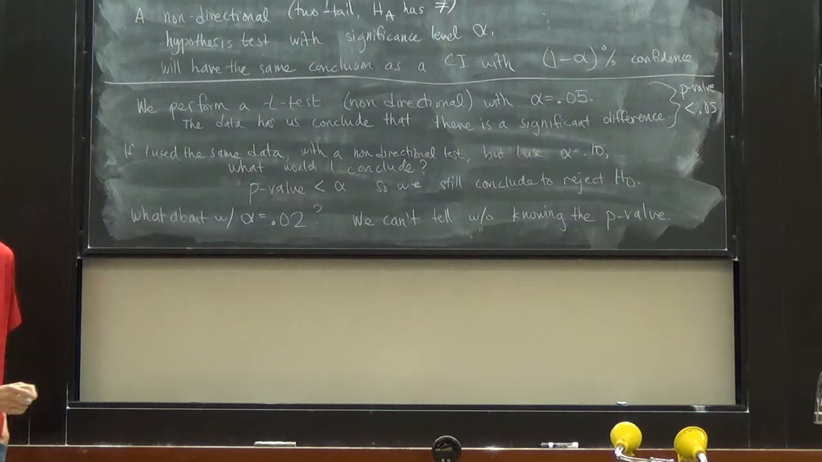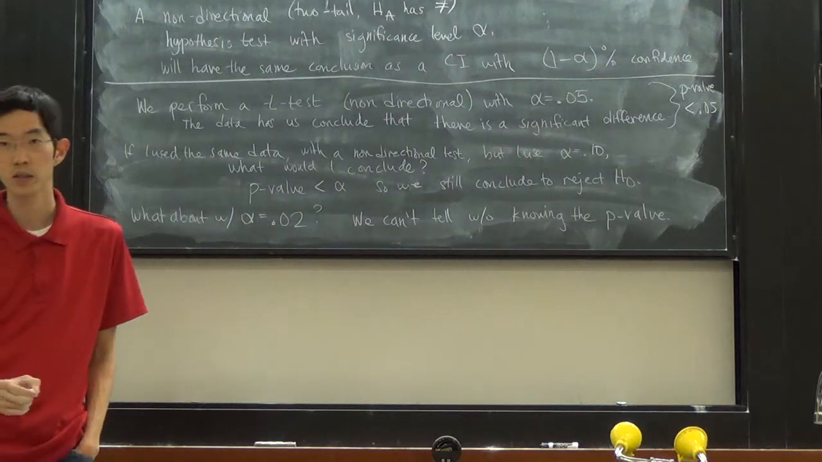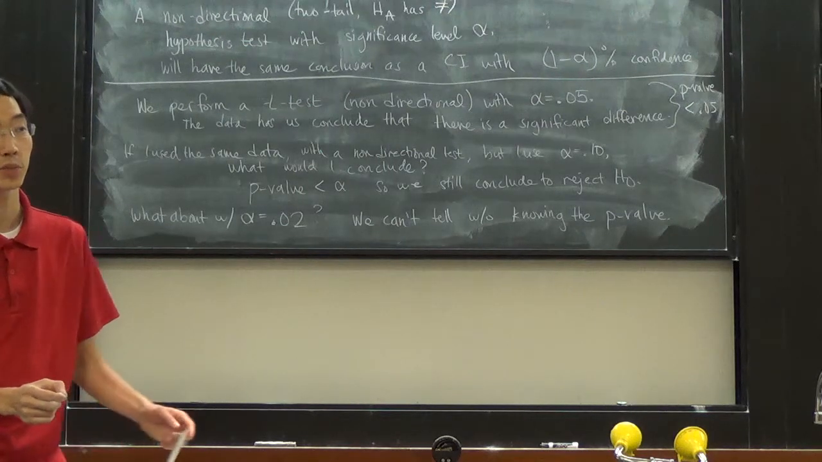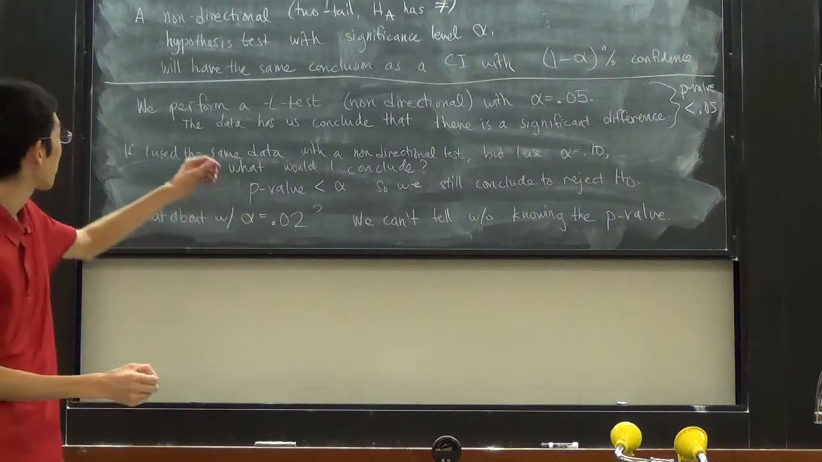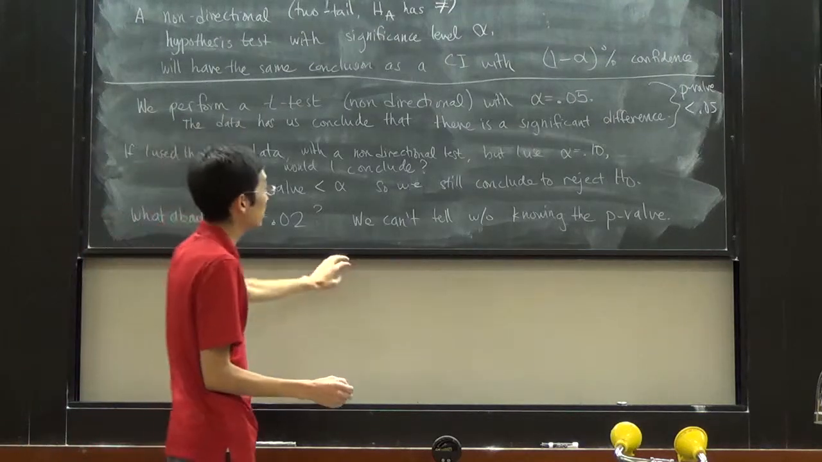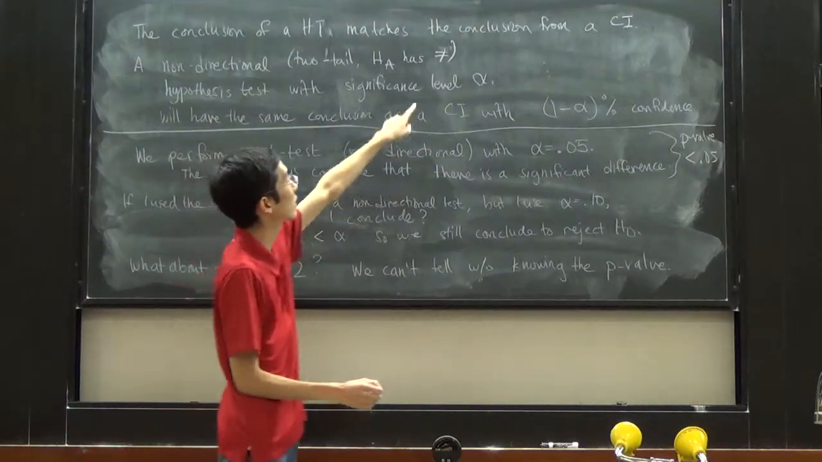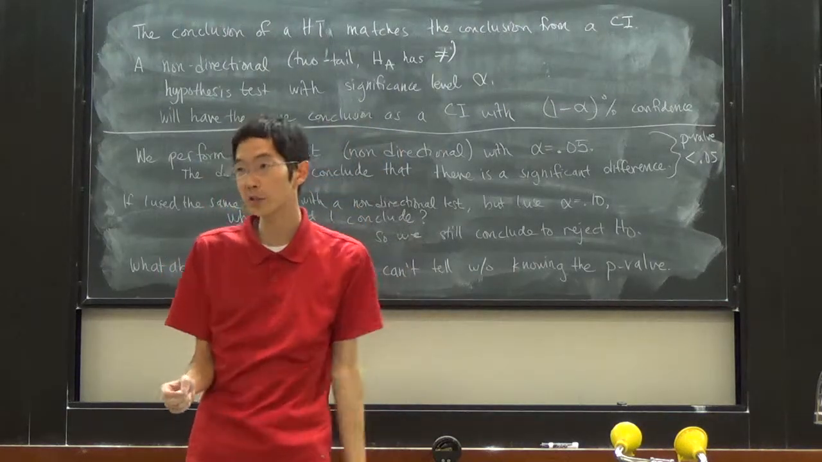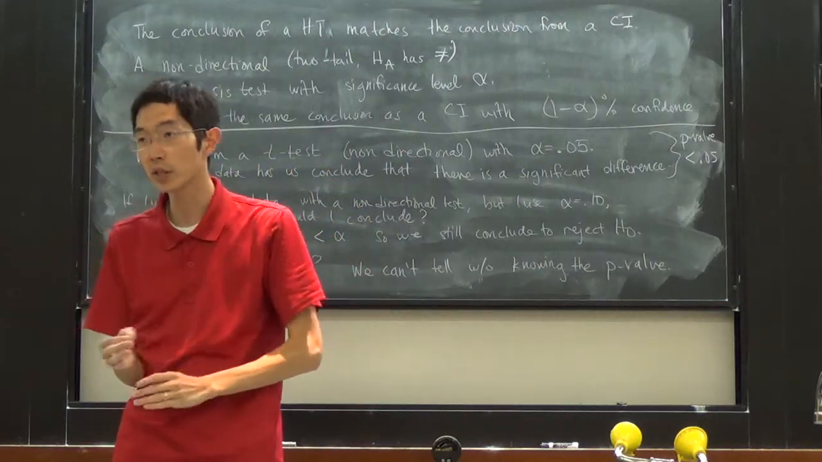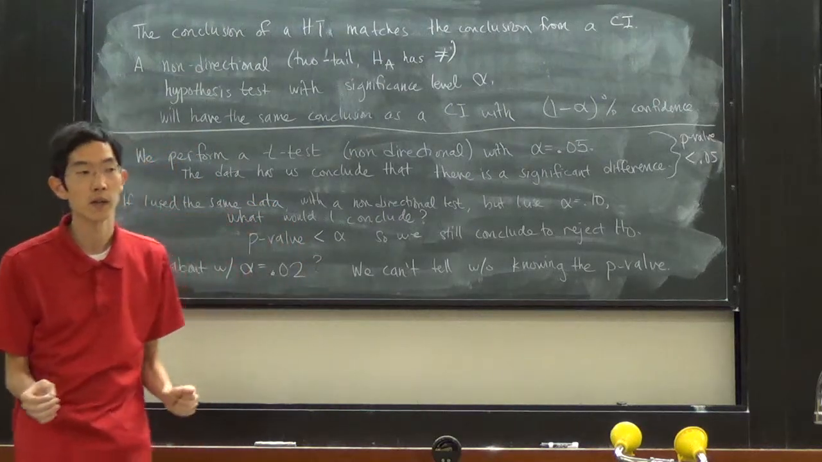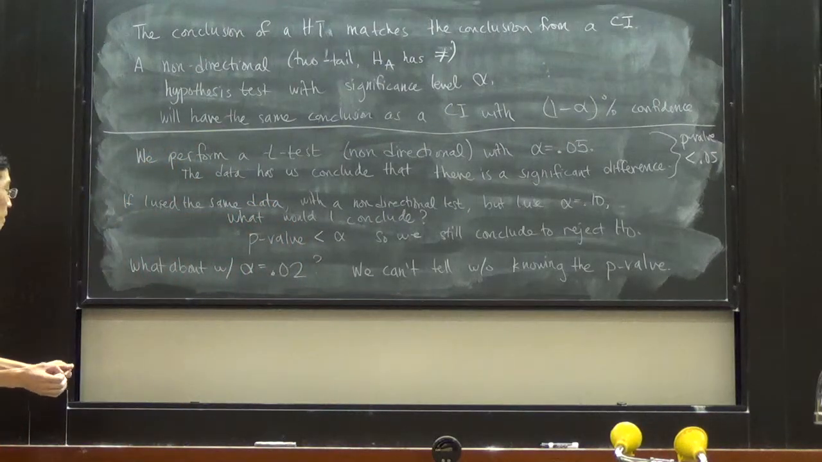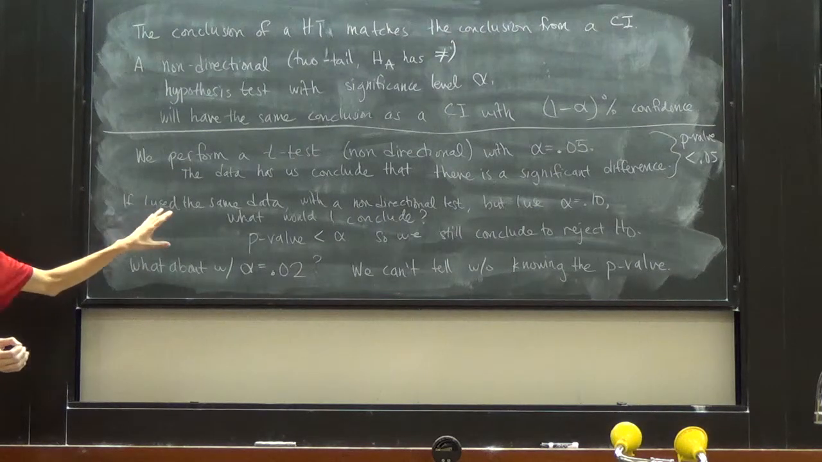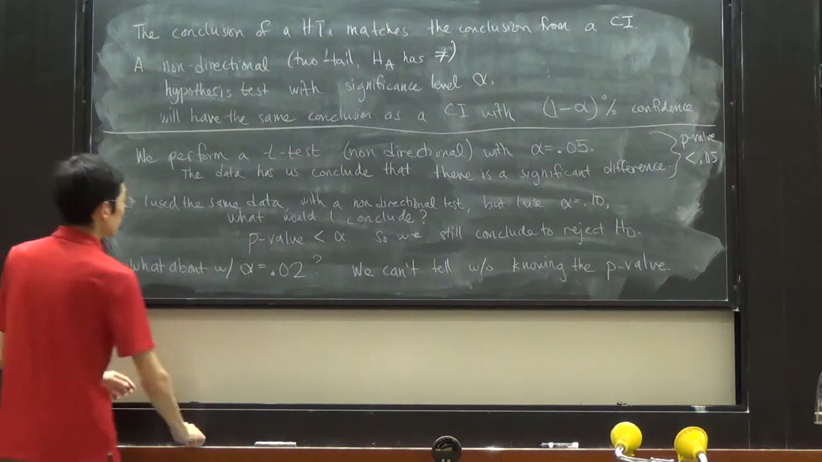When you say non-directional, does that mean it fails directionality? No, non-directional means the alternative hypothesis has a not equal sign. That's what non-directional is. It's a two-tailed test. It means the alternative hypothesis has a not equal sign. Okay, so we can't tell without knowing the p-value. Is that okay?